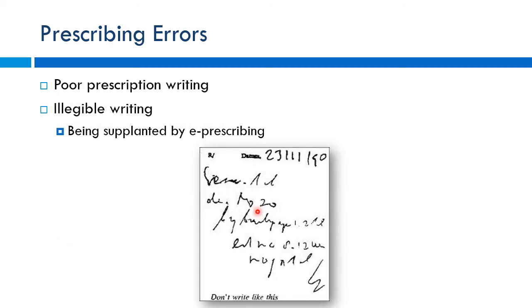And again, don't write like this. Please be as legible as possible. And again, you may have to write a handwritten prescription every once in a while.